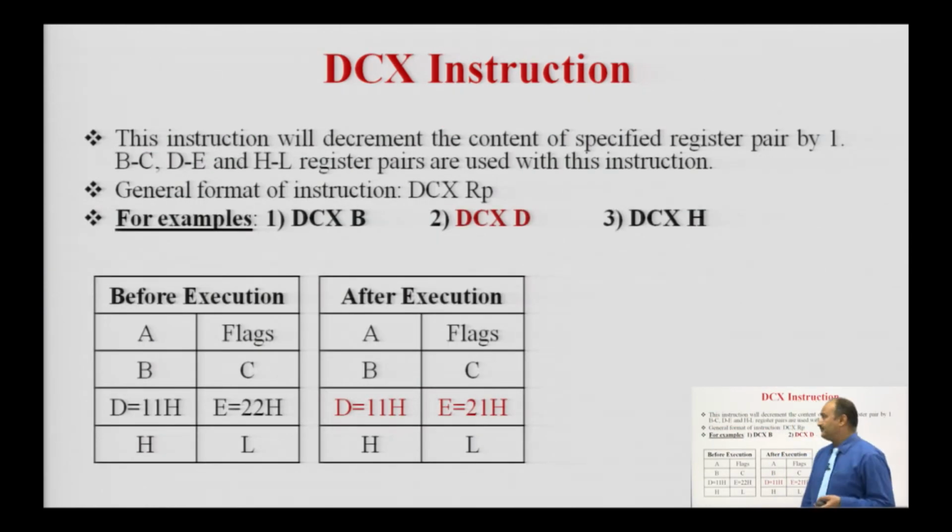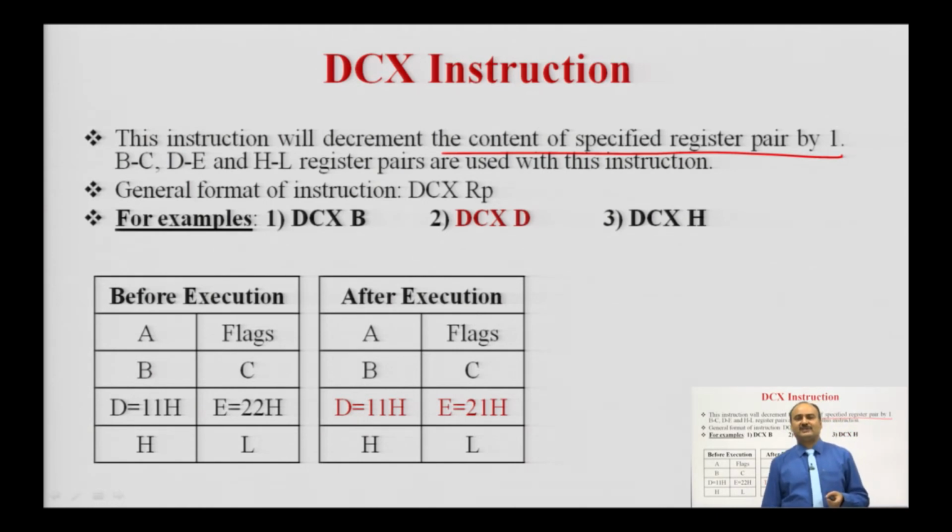The next instruction in the arithmetic group is the DCX instruction. This instruction will decrement the content of the specified register pair by 1. Whenever the microprocessor executes DCX RP, the content of the specified register pair is decremented by 1. In the 8085 microprocessor, we have 3 register pairs, that is BC, DE and HL register pairs. These register pairs are used with this instruction.